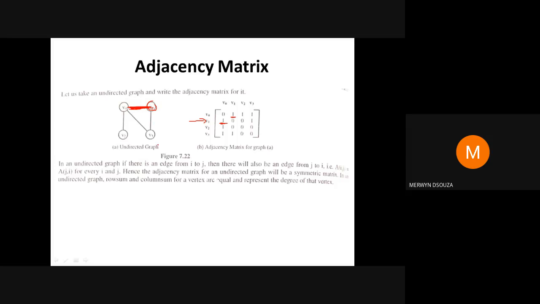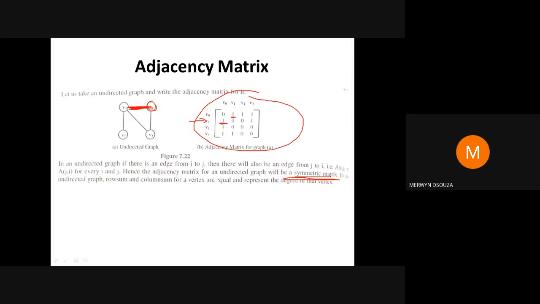And similarly the other edges. Each edge will be written 2 times, or a 1 will be put 2 times. One time you will be putting a 1 between U and V, and the second time between V and U. So when you finish the matrix, the adjacency matrix will be a symmetric matrix.